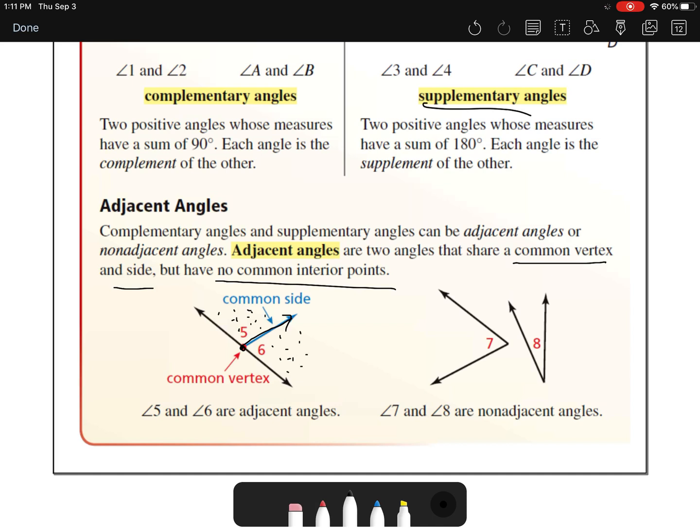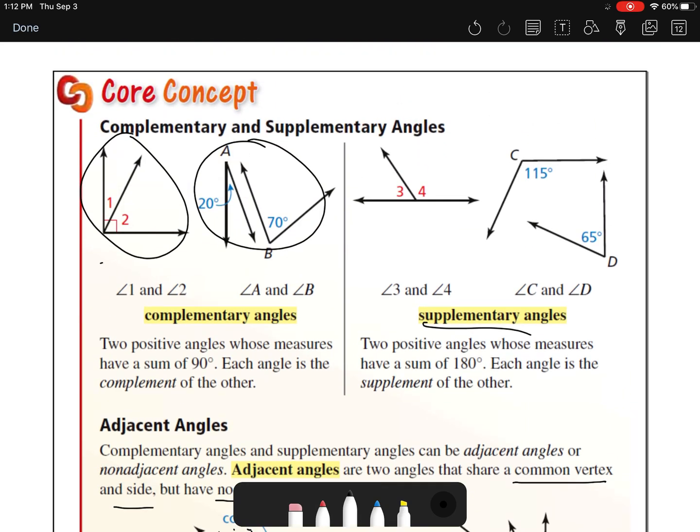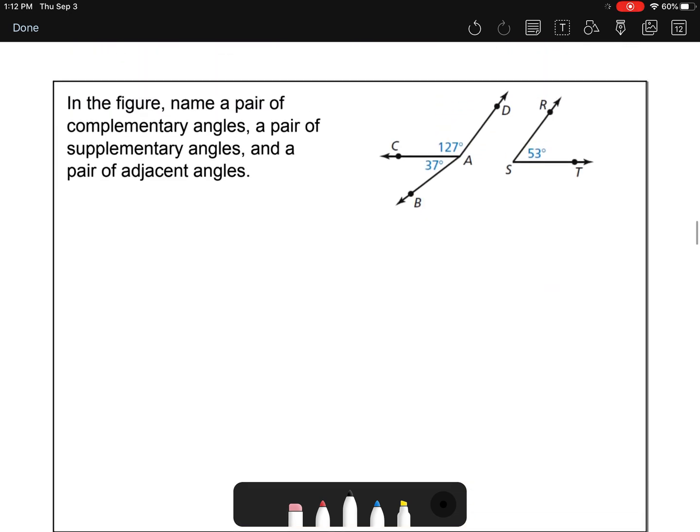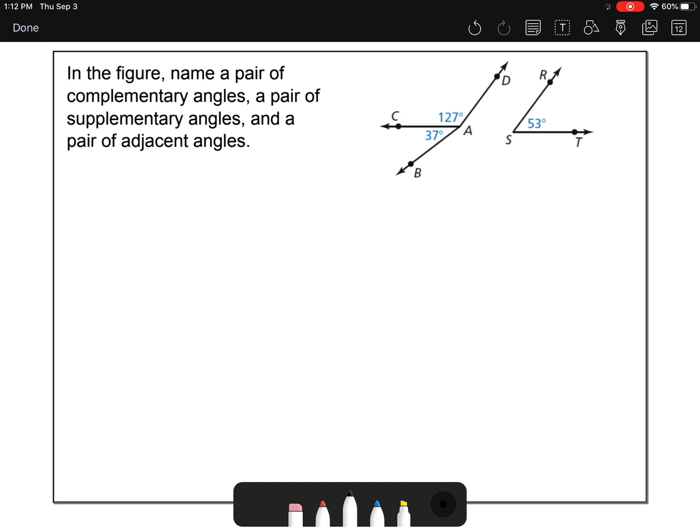So you can see that if I put a bunch of points in 5, they're also not in 6 and vice versa. Now 7 and 8 are not adjacent or non-adjacent because they don't share a common vertex or a side. So they can't be adjacent. So if we go back up here, these are adjacent. These are not. These are adjacent. These are not. Okay? So in the figure, name a pair of complementary angles.